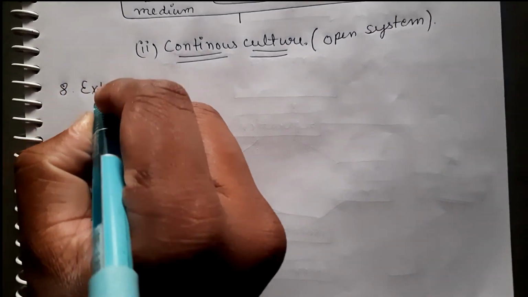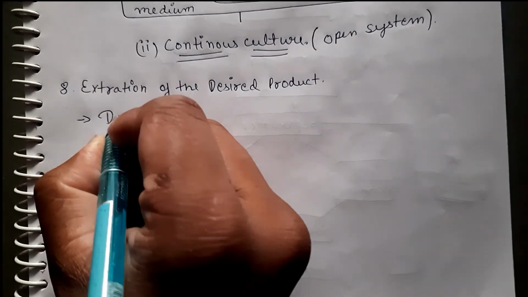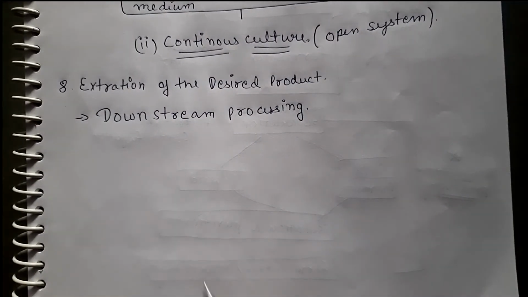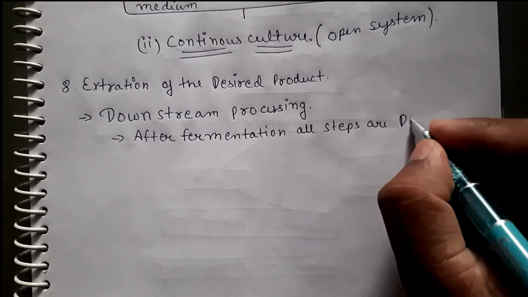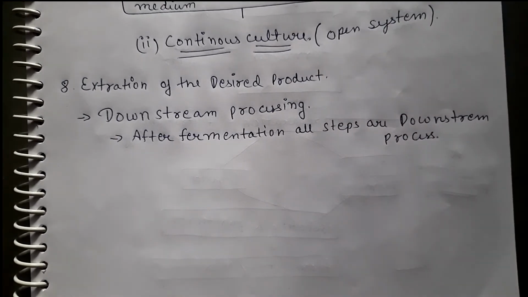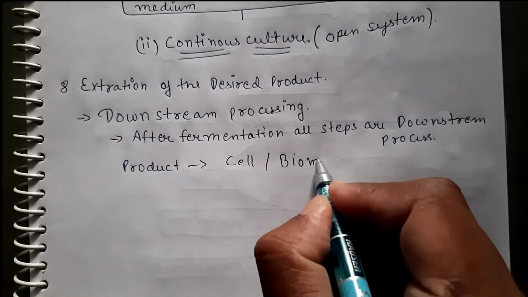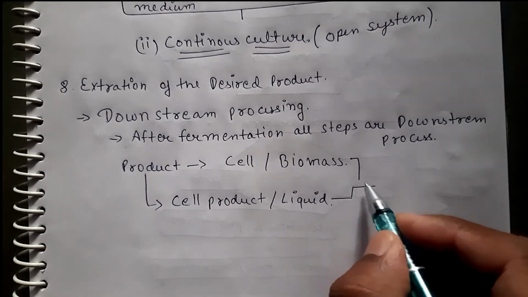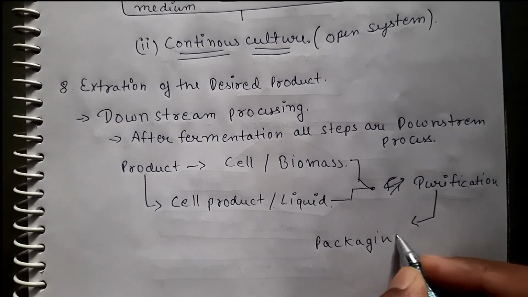And now the eighth step is the extraction of the desired product. This is the downstream process we have already discussed. Fermentation is the last step of the seventh process, and this is the eighth step, which is extraction of the desired product. For this purpose we use the downstream process. After fermentation all steps are downstream processes, which I have already told you. The product can be present in the cell or biomass or in the liquid. Now purification of the product occurs, packaging occurs and marketing occurs. So this is the complete process of RDT.